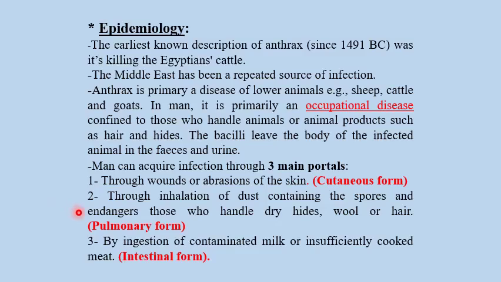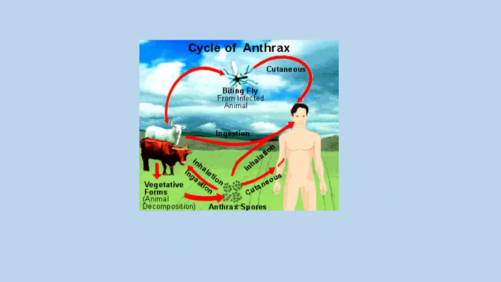Through inhalation, and this will endanger those who handle dry hides and wool or hair، اللي هو الصوف أو الشعر، ممكن الشعر بتاع الحصنة أو الدراي هايدز اللي هي الجلود. And this will give rise to the pulmonary form. Finally by ingestion، إن الواحد ياكل حاجة contaminated بالسبورز. طبعا الأكل هيكون mainly milk or meat، يبقى contaminated milk or insufficiently cooked meat, and this will give rise to the intestinal form of infection.